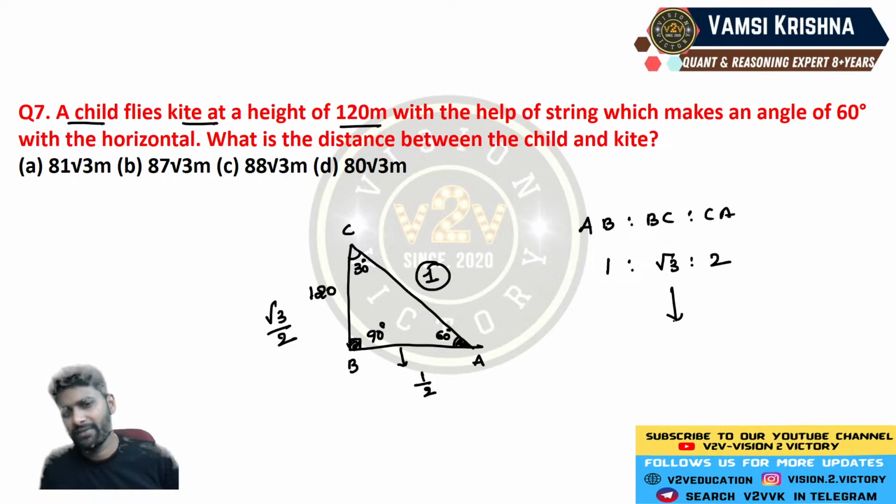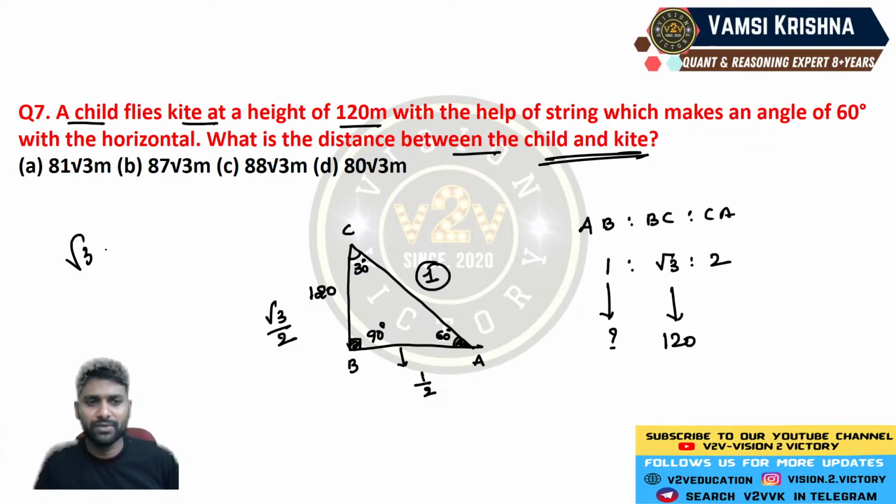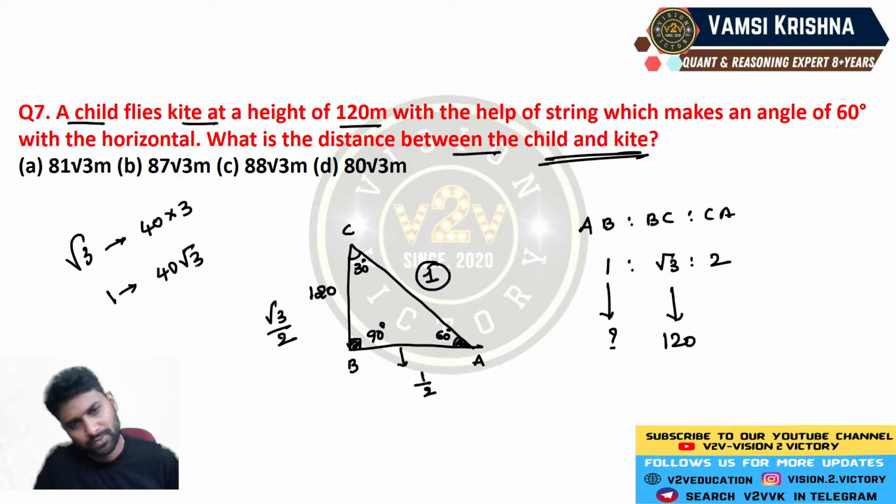Then height is already given. Root 3 is equal to 120. Now the question: what is the distance between the child and kite? So AB value is how much? If root 3 units is equal to 120, 120 can be taken as 40 root 3. Now 1 unit value becomes 40.